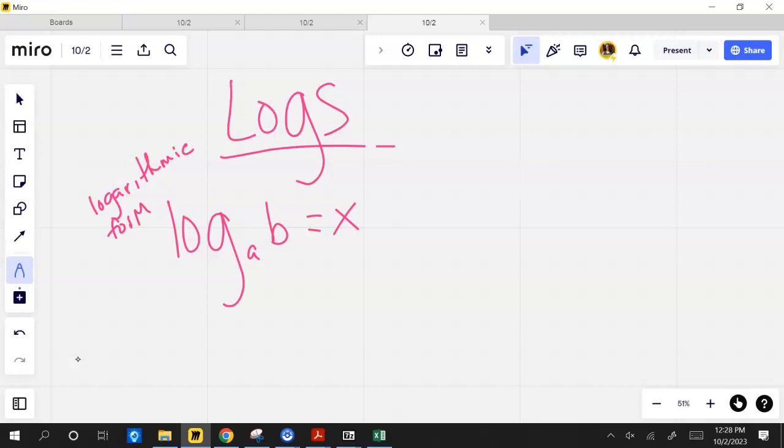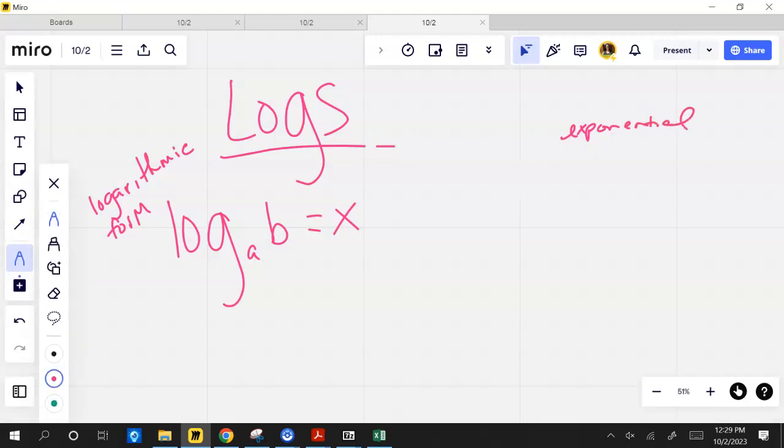All right, logarithmic form. We can flip-flop between logarithmic form and exponential form. Do you remember how to do that? The base, you make an E. A to the X equals B.